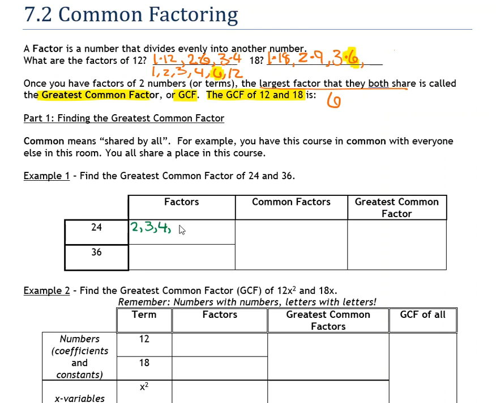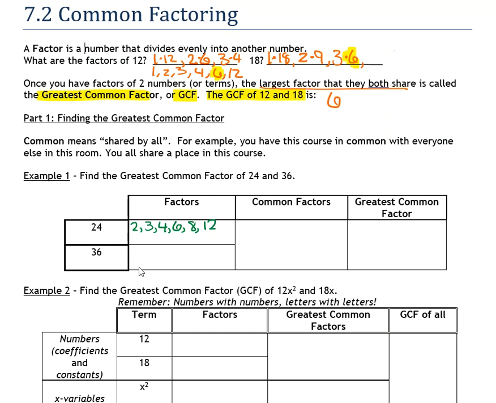How about 5? No. I'm doing the division in my head, 24 divided by 5. No. 24 divided by 6? Yes, that works. Can I do 24 divided by 7? No. How about 8? Yes. 24 divided by 9, no. 10, no. 11, no. 12, yes. And now we're halfway. So those are my factors of 24.